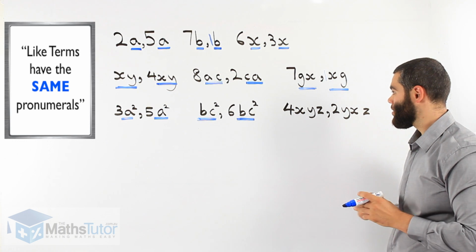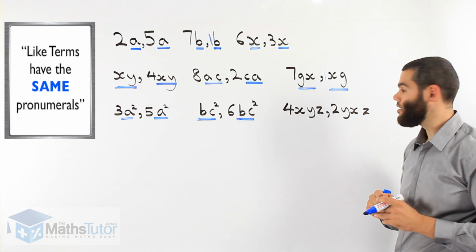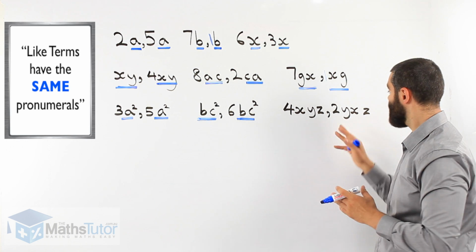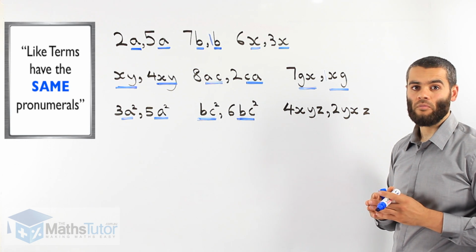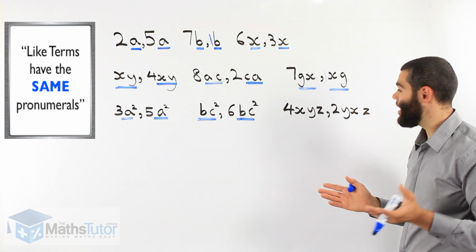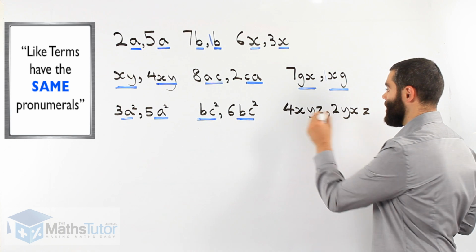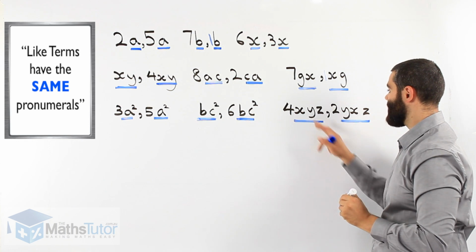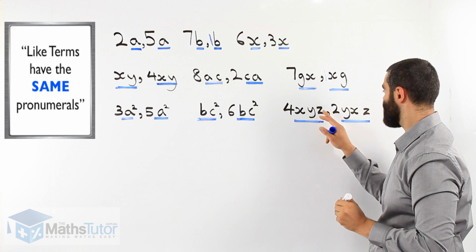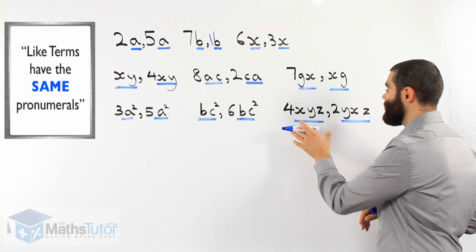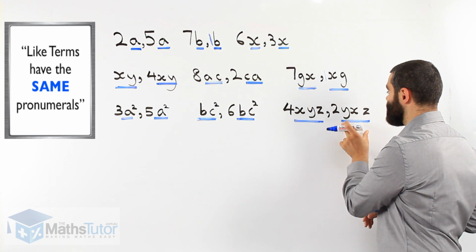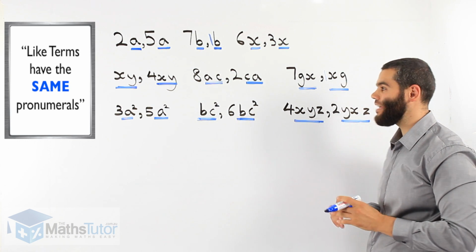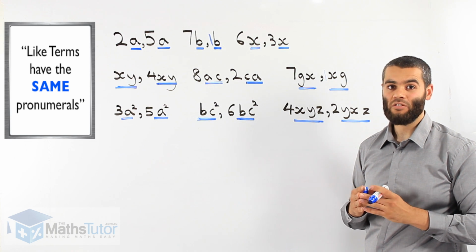Last example, 4XYZ is a term and 2YXZ is another term. We ask, are they like terms? Well, XYZ here, they're the pronumerals. YXZ, we have an X, yes, we have a Y, yes, we have a Z, yes. Therefore, 4XYZ and 2YXZ are like terms. That means we can add them or subtract them if we need to.